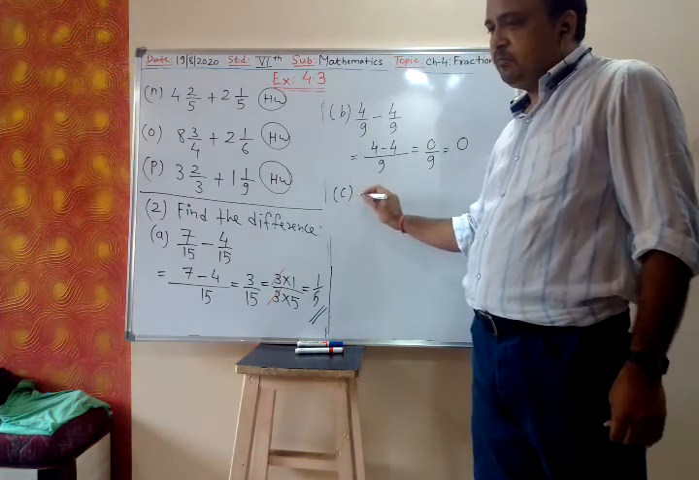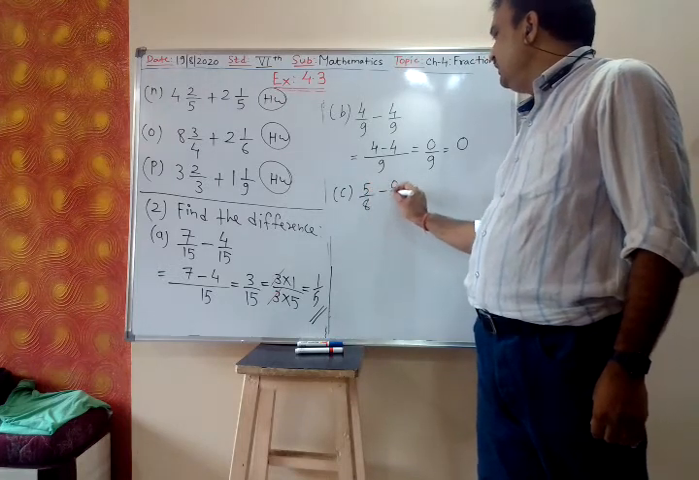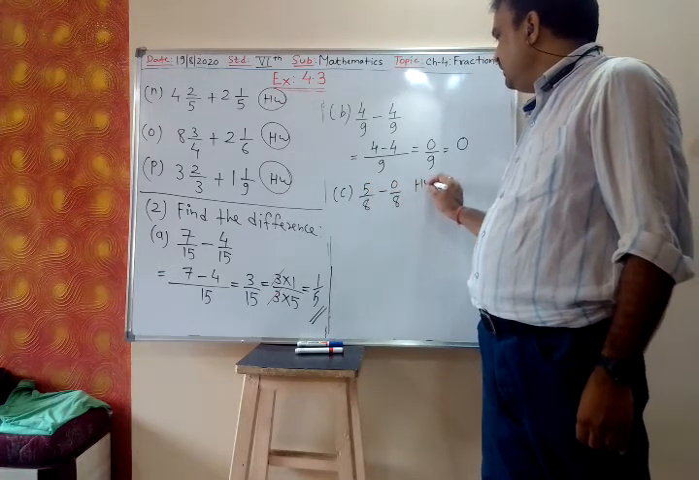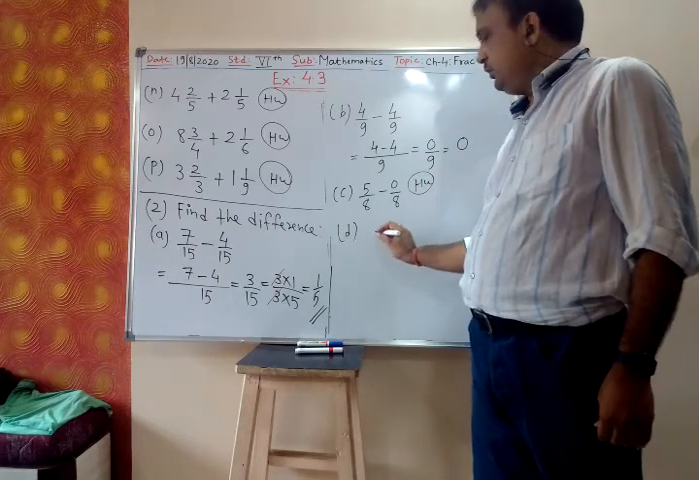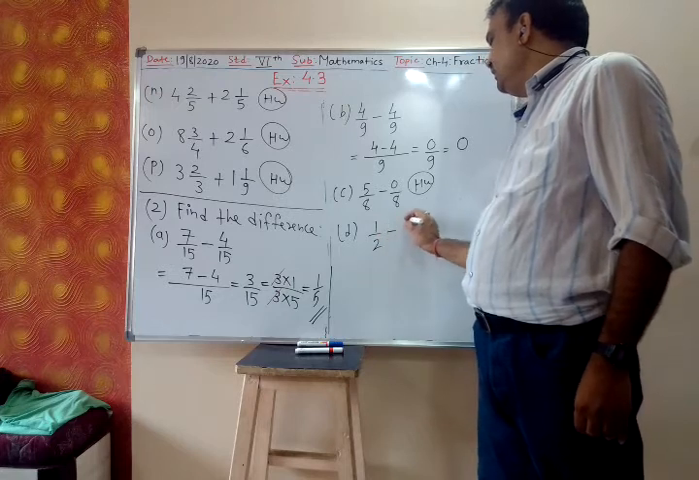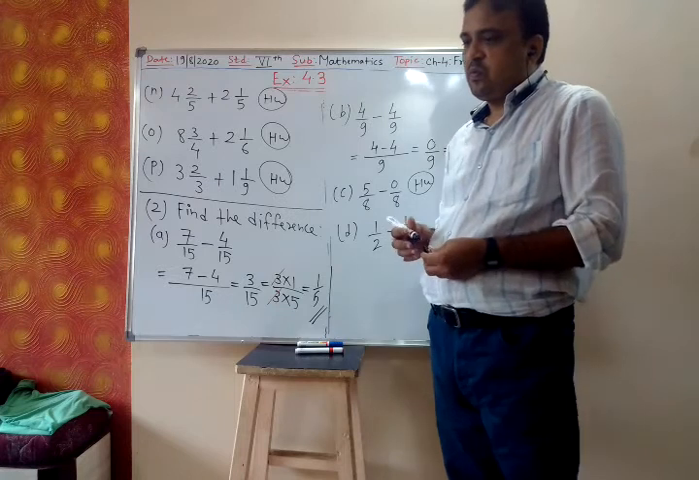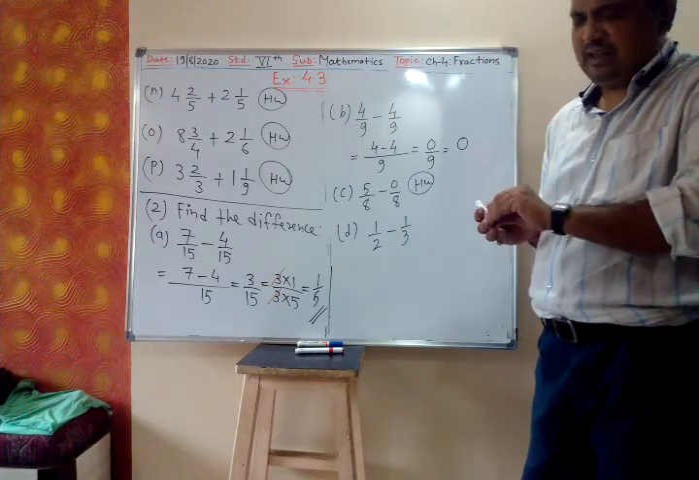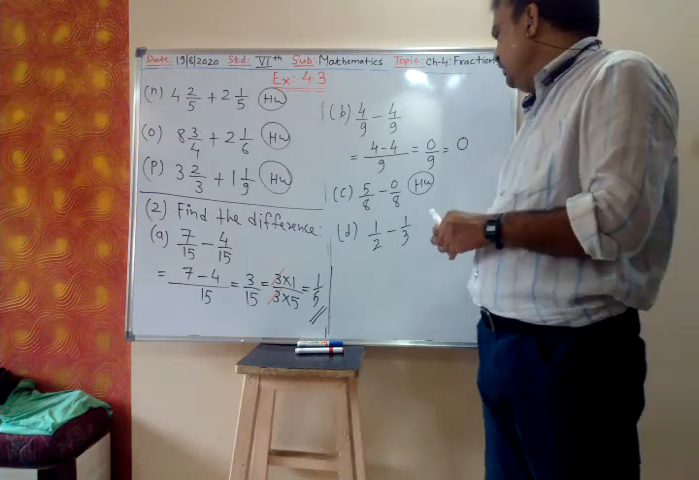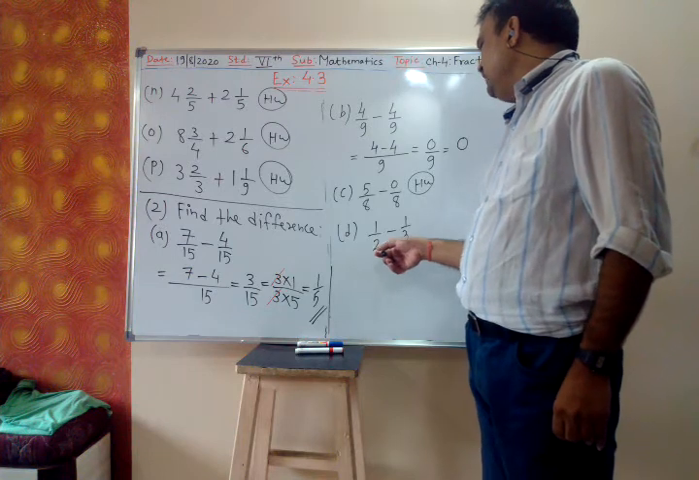Then C: 5 by 8 minus 0 by 8. This will be homework. D: 1 by 2 minus 1 by 3.